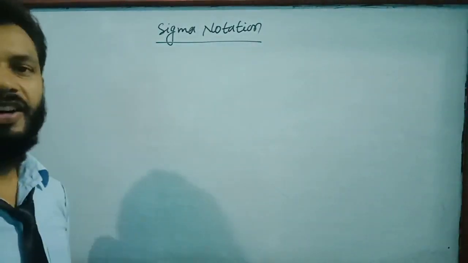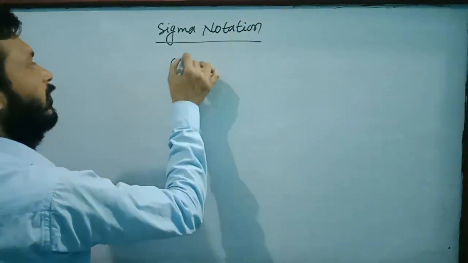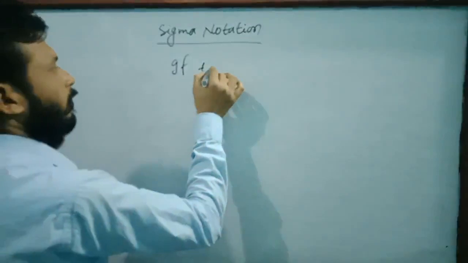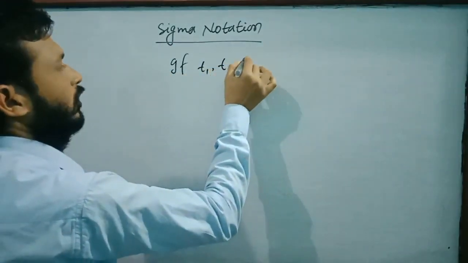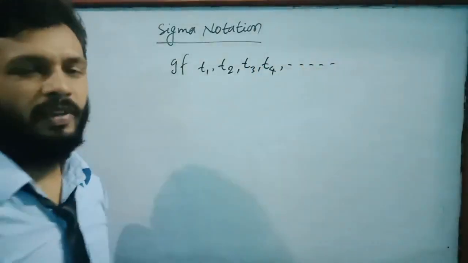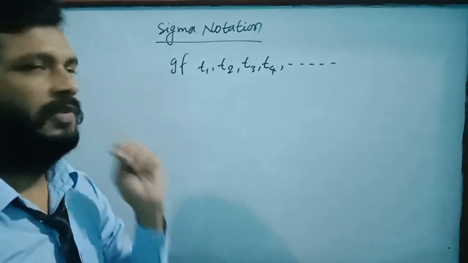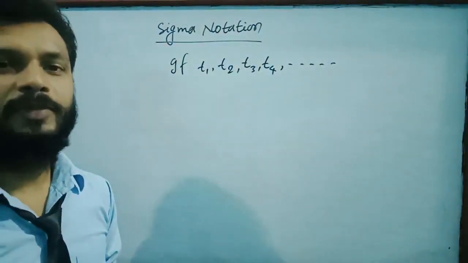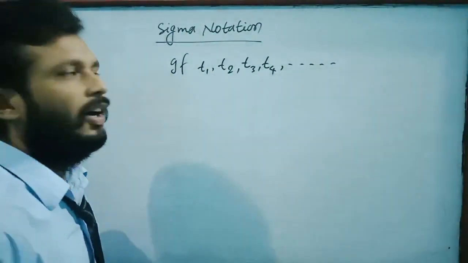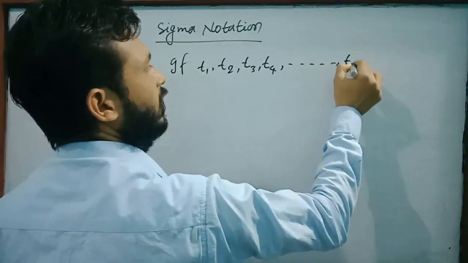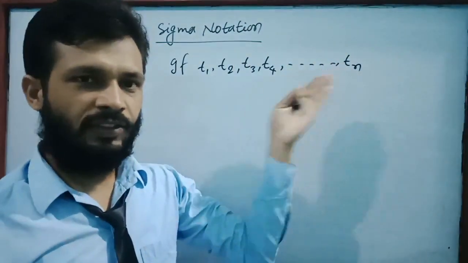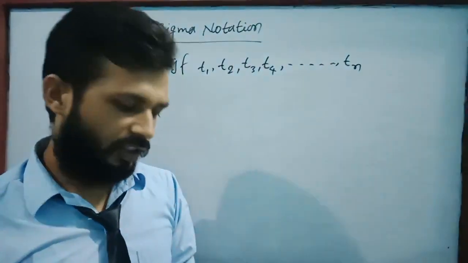Suppose we have a sequence. If a sequence has terms T1, where T1 means first term, second term T2, third term T3, then T4, up to Tn. Tn means there are n terms in this sequence. So if T1, T2, T3, T4 up to Tn, how many terms are there? There are n terms. Understood?